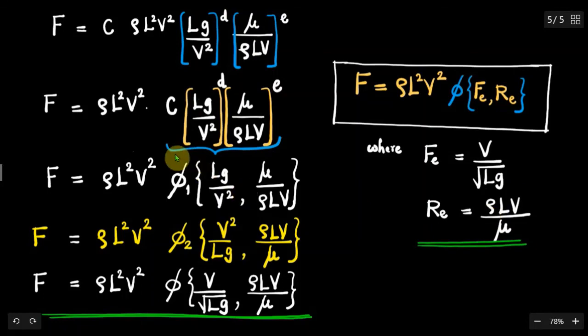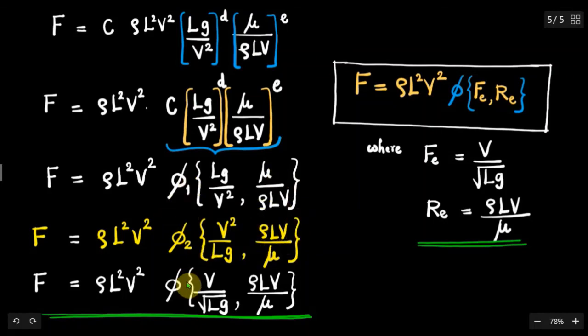So what essentially you can write is this constant into Lg by V squared raised to D and mu by rho L V raised to E, that part can be collectively written as a function of Froude number and Reynolds number. See, like this, a function of, so this C into Lg by V squared raised to D and mu by rho L V raised to E can be written as a function phi 1 of Lg by V squared and mu by rho L V.